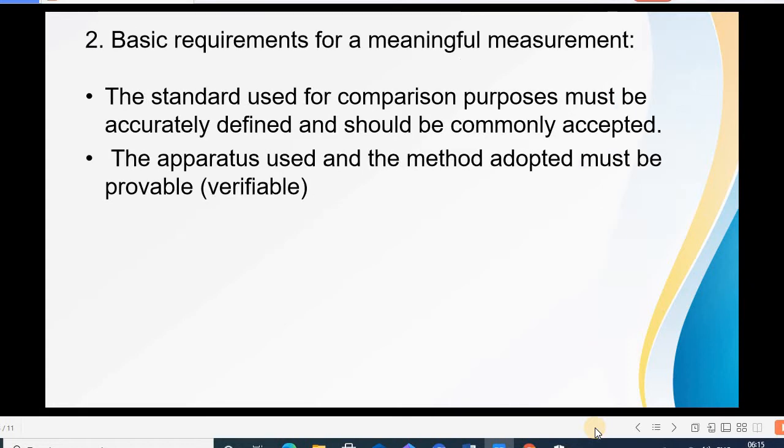Then next, what are the basic requirements? The first requirement is that the standard should be accurately defined and should be a commonly accepted value. And then the instrument and the method used for measurement must be provable. These are the basic requirements of a meaningful measurement system.